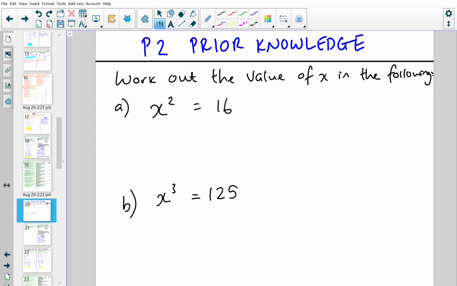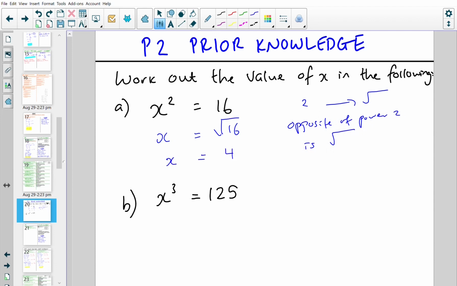So x to the power of 2 equals 16. So x would equal square root of 16. Why is it square root? Because the opposite of power 2 would be square root. So opposite of power 2 is square root. Therefore, x is 4 because 4 multiplied by 4 is equal to 16.